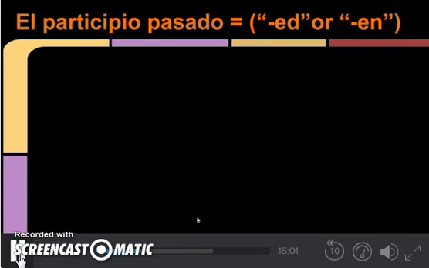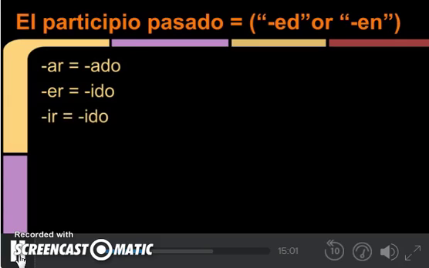So basically the past participle is going to be translated as have and an ed or an en. There are a lot of irregulars in English, okay? So we'll work a little bit on the translation. So first of all, let's think about how we form this in Spanish. All right, so AR verbs, we chop off the AR and we add ado. ER verbs, we chop off the ER and add ido. And IR verbs, we also chop off the IR and add ido.